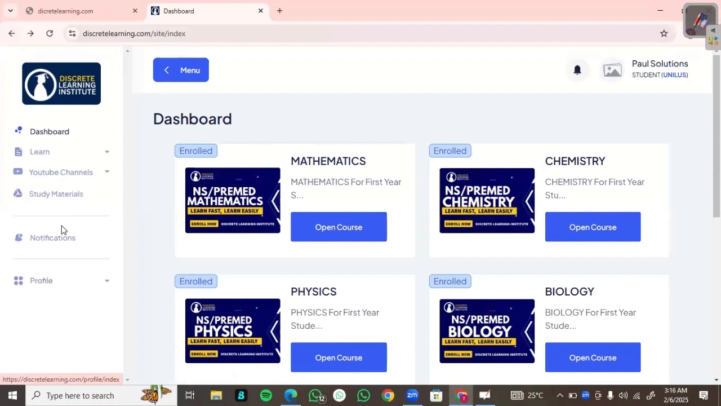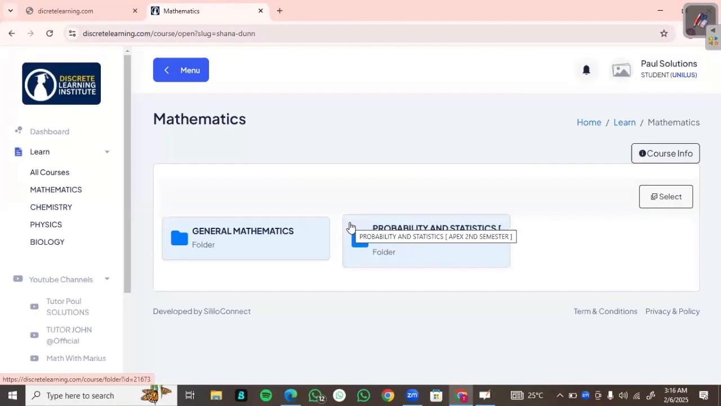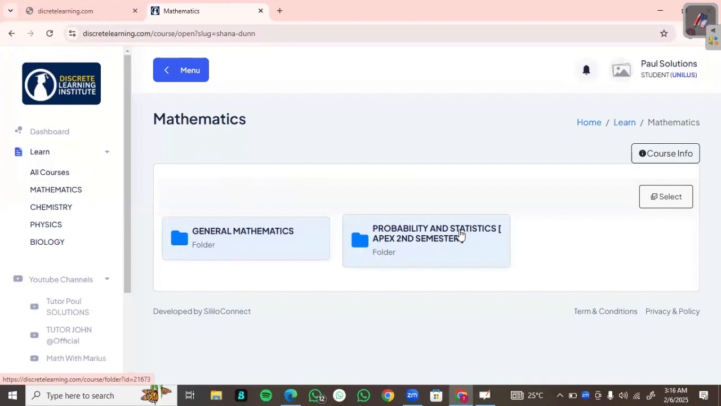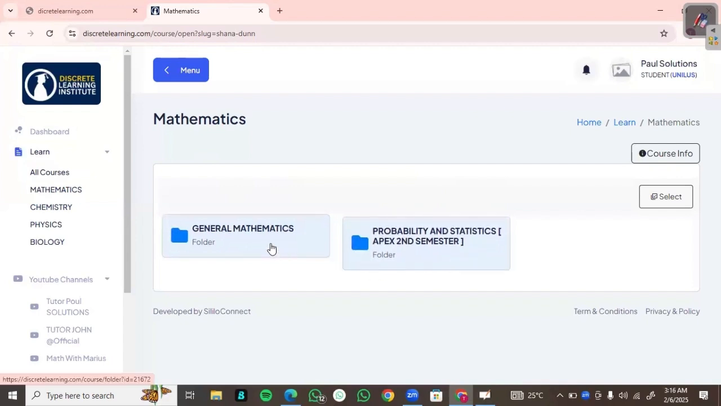So we have talked about all these on the menu. If, for example, you want to learn something, you just open this course. If you open math, you're going to find general mathematics and probability and statistics for second semester Apex. This one is specifically for those who are doing second semester Apex. For the rest of you, you just go in the general mathematics.